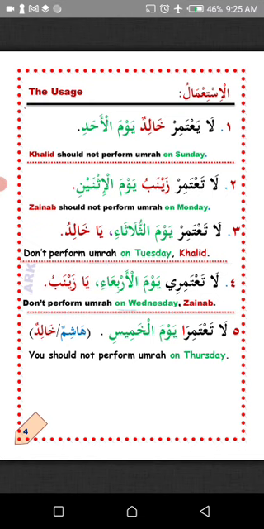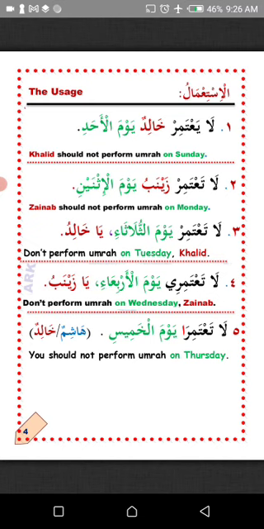اثنان, number two. لا تعتمر زينب يوم الاثنين. لا تعتمر زينب. Zainab should not perform umrah يوم الاثنين, on Monday. ثلاثة, number three. لا تعتمر يوم الثلاثاء يا خالد. لا تعتمر. You should not perform umrah, or don't perform umrah, يوم الثلاثاء, on Tuesday, يا خالد.